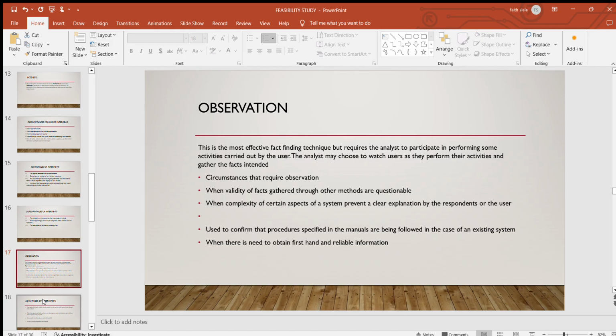There are also circumstances which may lead to the use of observation. The first one is when the validity of facts gathered through other methods is questionable. Then, when the complexity of certain aspects of a system prevents a clear explanation by the respondent or the user. It is also used to confirm that procedures specified in the manuals are being followed in the case of an existing system. And also when there is need to obtain first-hand and reliable information.